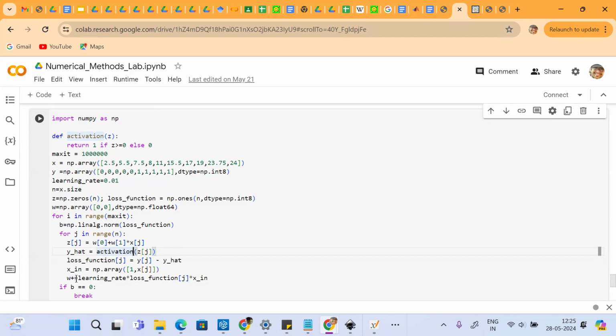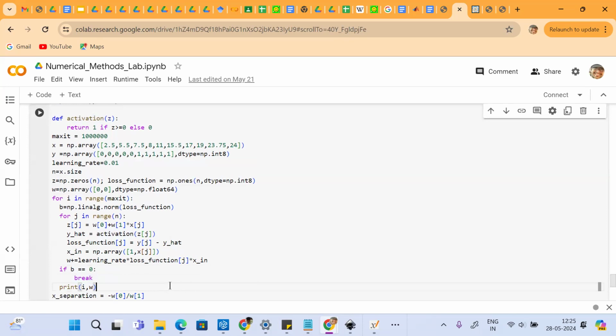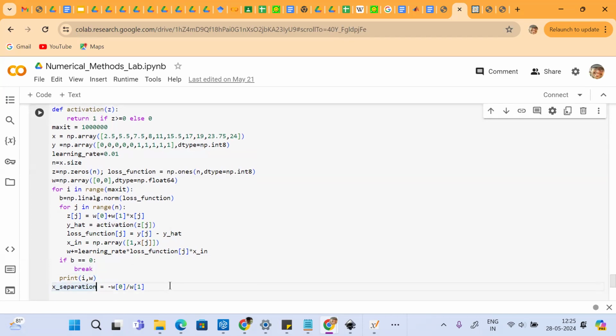Then I'm just doing W equals W plus learning rate R into loss function Li into the input X. Isn't it? And when I'm breaking it, if loss function is 0, you break. Isn't that logical? That's the stop criteria of your algorithm. If your loss function is 0, you break, right? So what is your loss function? B equals the norm of the loss function. You can see here, B is equal to the norm of the loss function. Okay. So if B equals 0, you break.